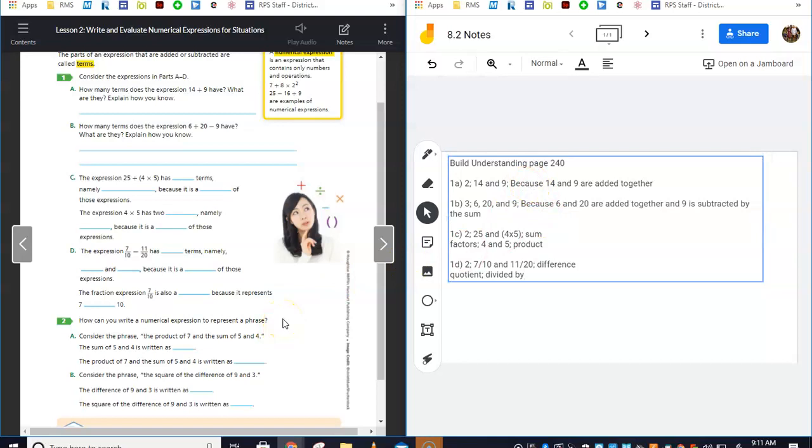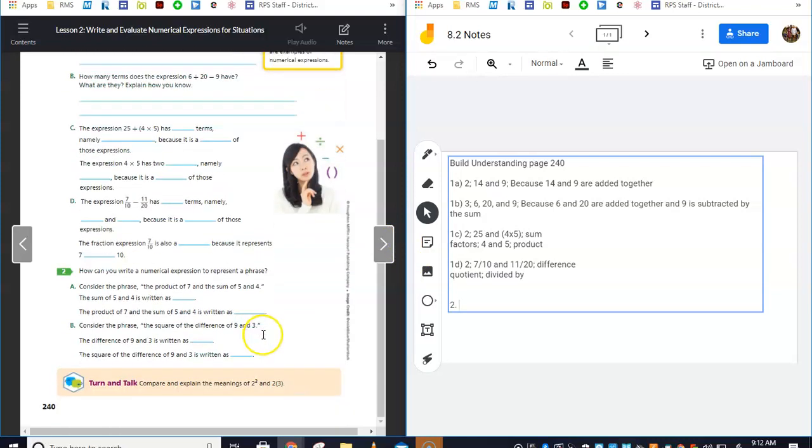Let's look at 2. 2 only has A and B. Let me go one down further. There we go. How can you write a numerical expression to represent a phrase? Consider the phrase, the product of 7 and the sum of 5 plus 4. The sum of 5 and 4 is written as, remember the sum is an answer to an addition problem, so 5 plus 4 is what we're going to write there, right on this line.